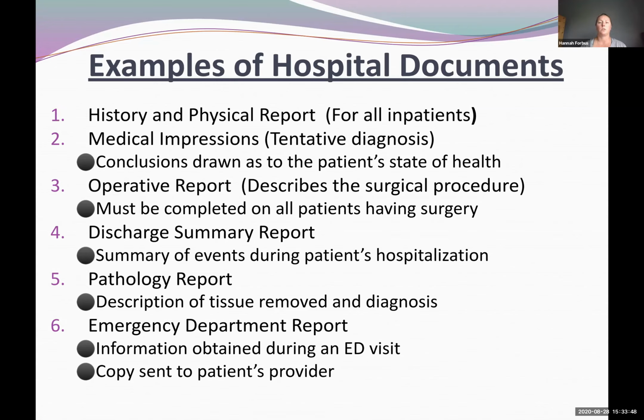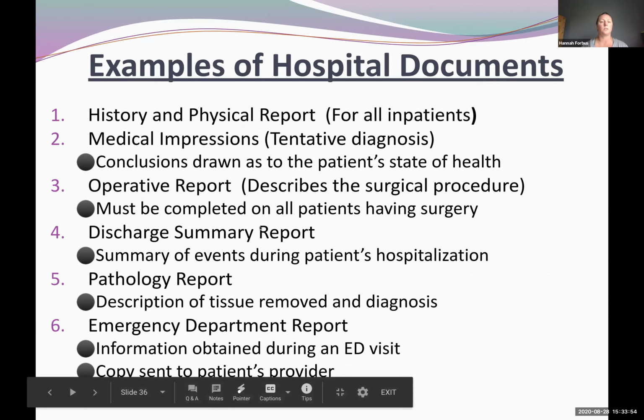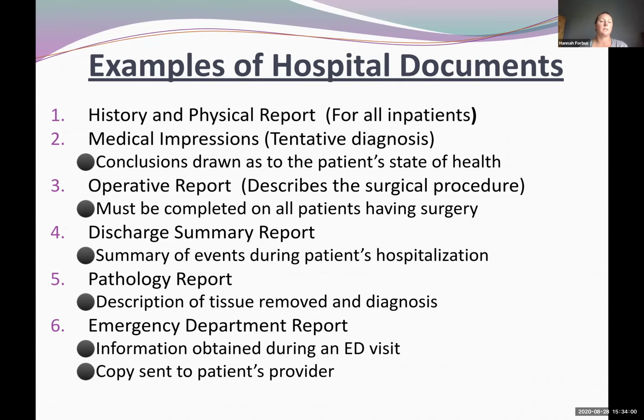I'm going to skip here a little bit because typically the discharge summary comes at the end. So then you would have your pathology report, a description of any tissue removed and diagnosis. And you would also include any diagnostic reports, so any tests that were performed at the hospital, such as laboratory or any kind of diagnostic procedure. Those will each have their own report.